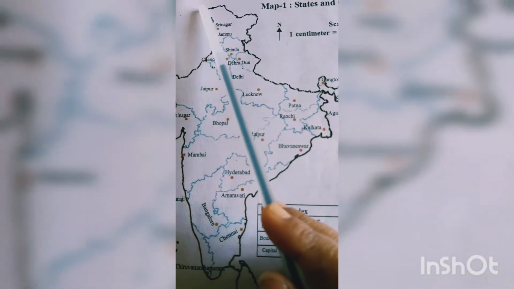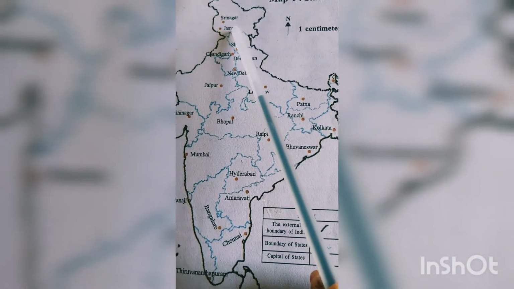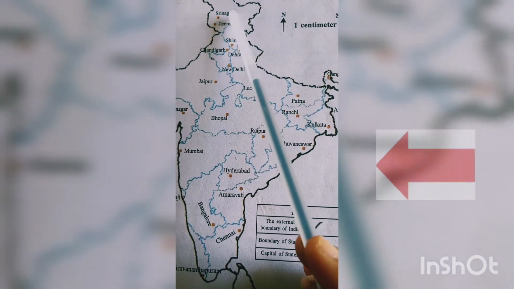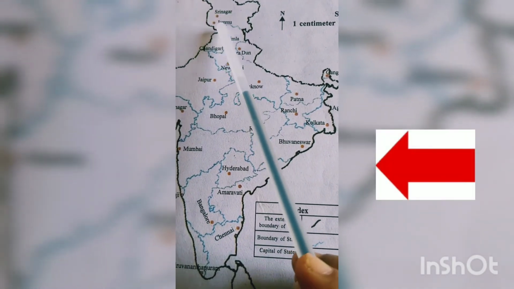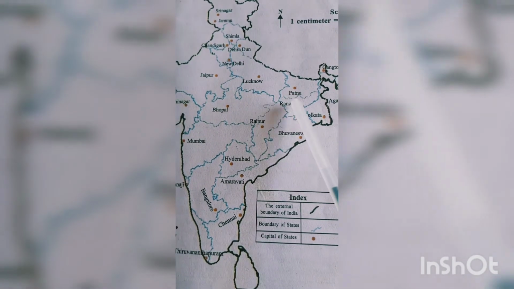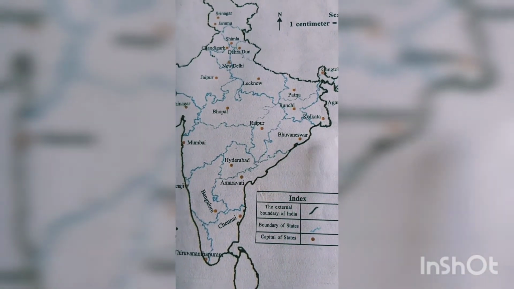But there's a little change. At present we are having two union territories here, that is Jammu and Kashmir and Ladakh, instead of one state. This is a state here. This is an old map. So when we look into the political map of India, I'll show you the changes there.